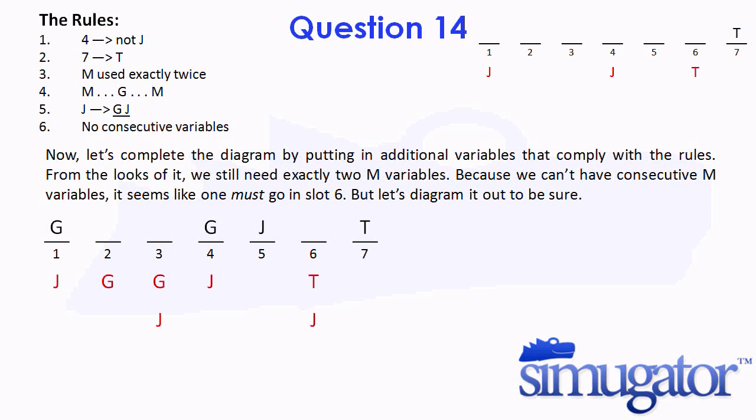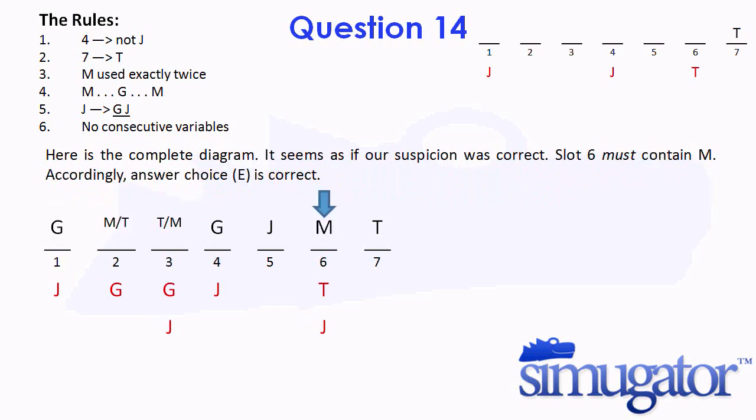So let's complete the diagram by putting in additional variables that comply with the rules. From the looks of it, we still need exactly 2 M variables. Because we can't have consecutive M variables, it seems that one must go in slot 6. But let's diagram it out to see how it looks. Alright, so in slot 2 and 3, we can either have M or T. But slot 6 must have the variable M.